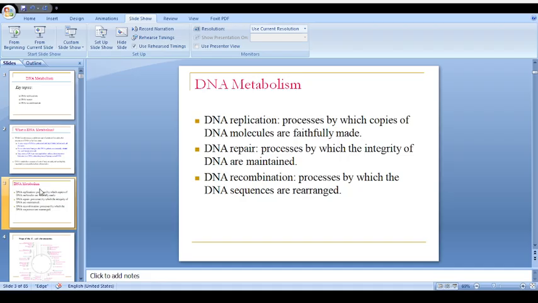What is DNA metabolism? The DNA metabolism consists of various topics: DNA replication, DNA repair, and DNA recombination. In DNA replication, the copies of DNA molecules are faithfully made. That is, a copy of the parental DNA is made; the parental copy itself is not passed to the next generation. Copies of chromosomes are made, then passed to the next generation.